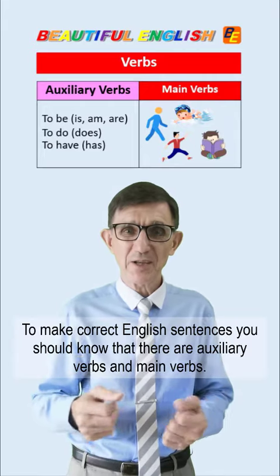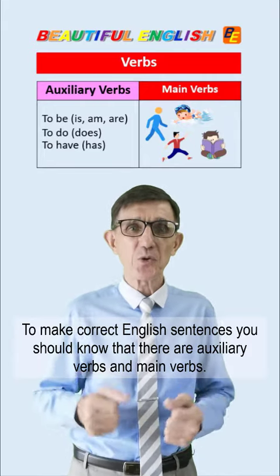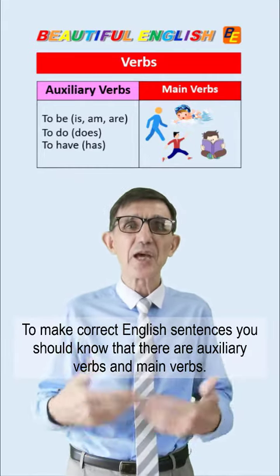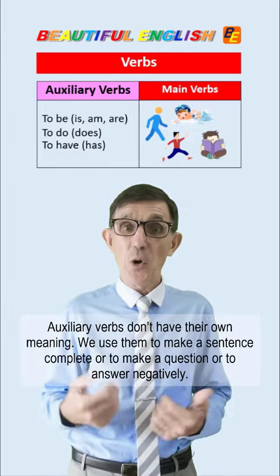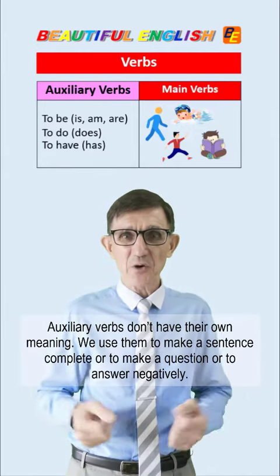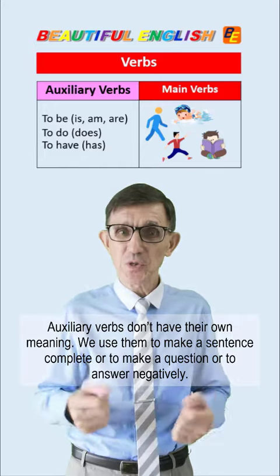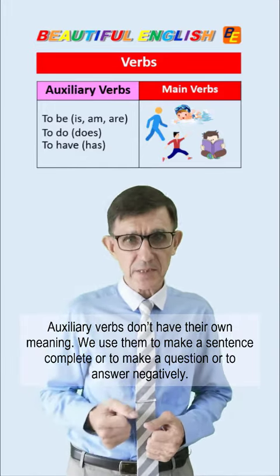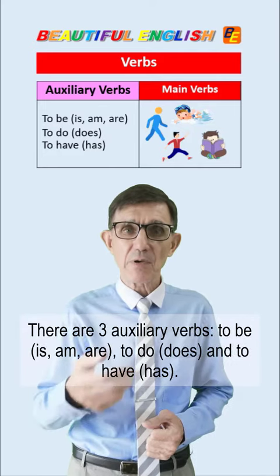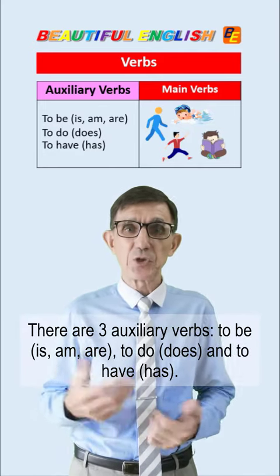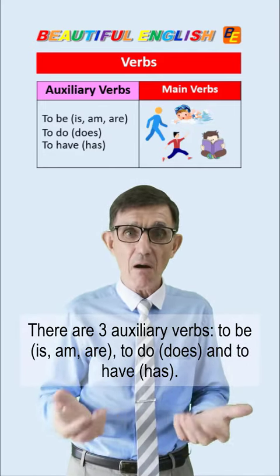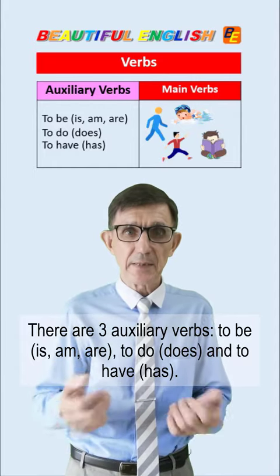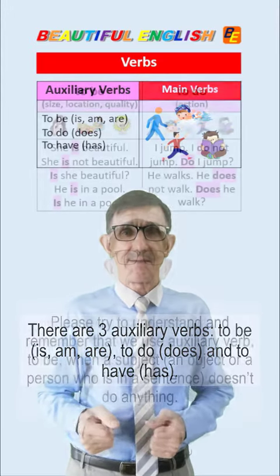To make correct English sentences, you should know that there are auxiliary verbs and main verbs. Auxiliary verbs don't have their own meaning. We use them to make a sentence complete, or to make a question, or to answer negatively. There are three auxiliary verbs: to be: is, am, are; to do: do, does; and to have: have, has.